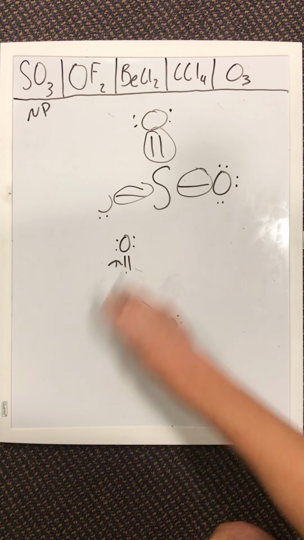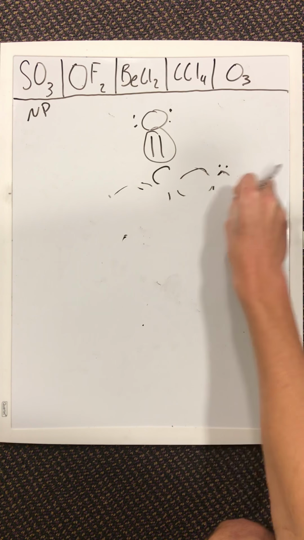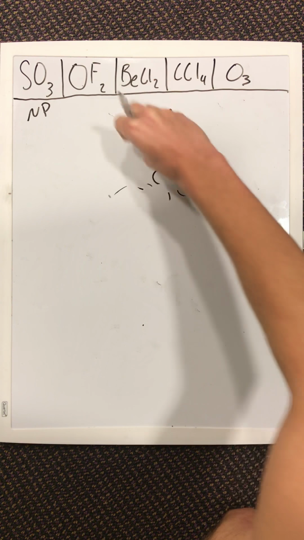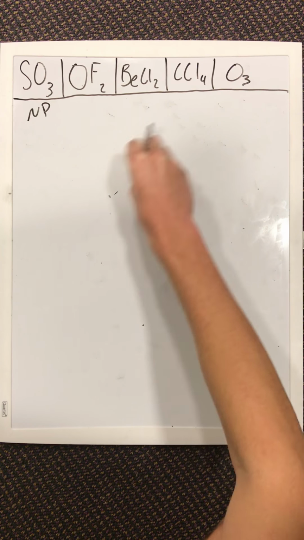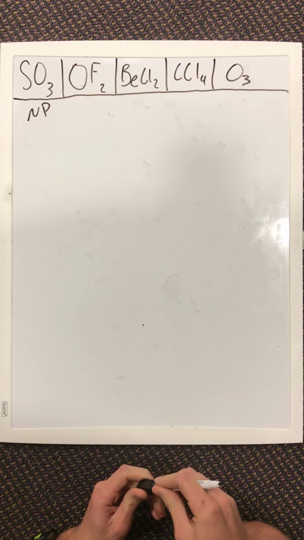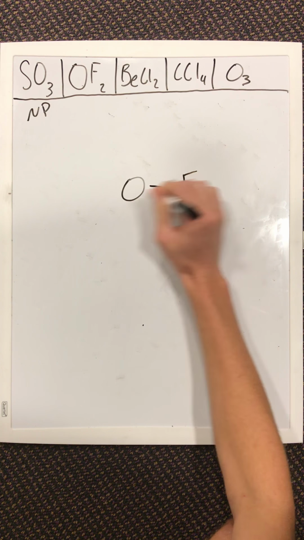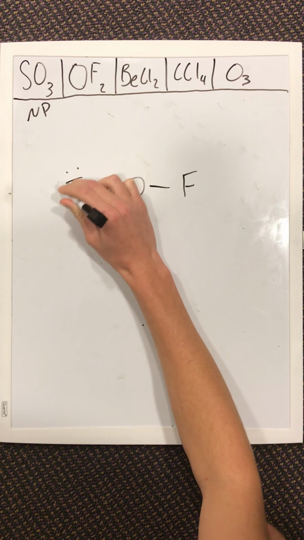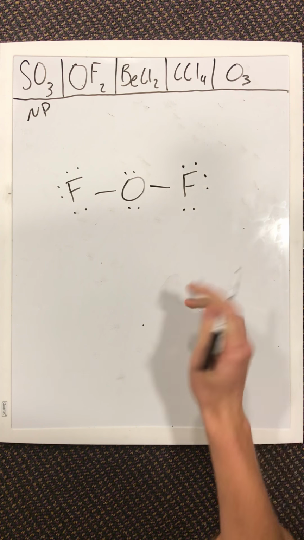So I apologize for the small eraser. But the next molecule we're going to do is OF2. So I'm just going to go ahead and draw the Lewis structure that I already have. Here's your Lewis structure.